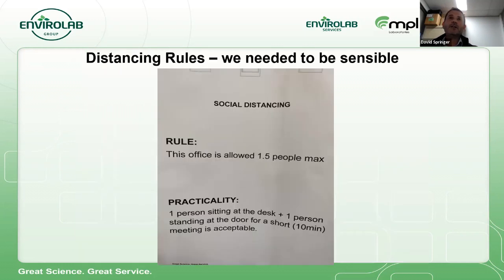We'll go to the next slide. So, all the distancing rules: every room had to have a distancing rule. But we had to be a bit practical about it as well. So that's the sign on my little fishbowl office. Going by the square meters, I was only allowed 1.5 people, so we just had to make a little practical rule down the bottom.